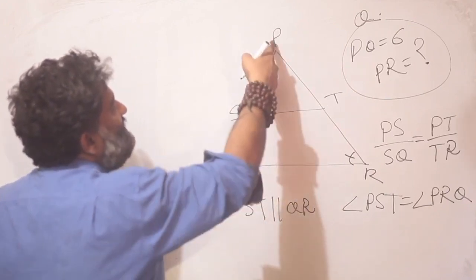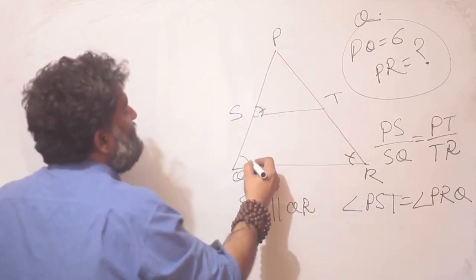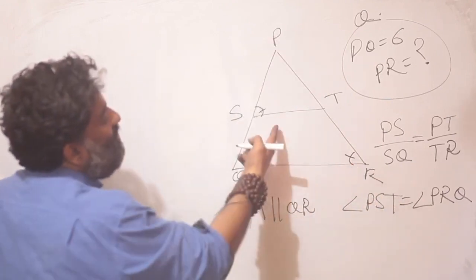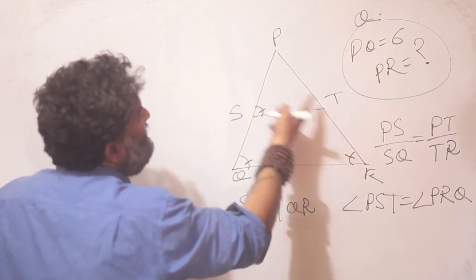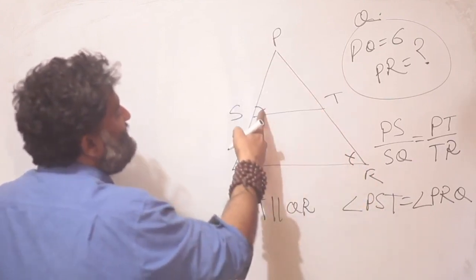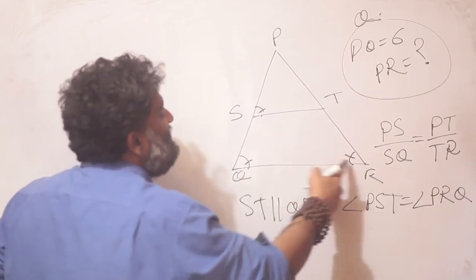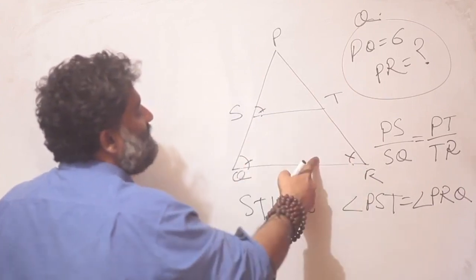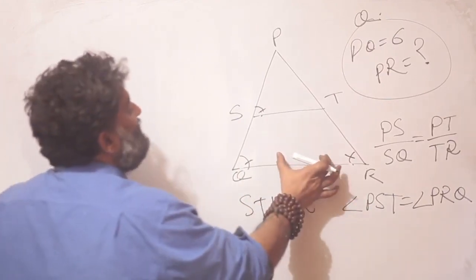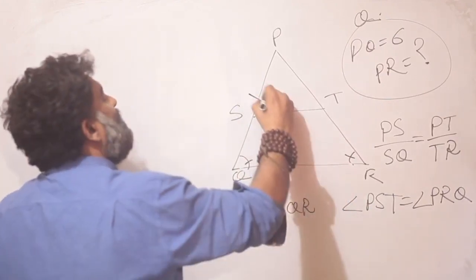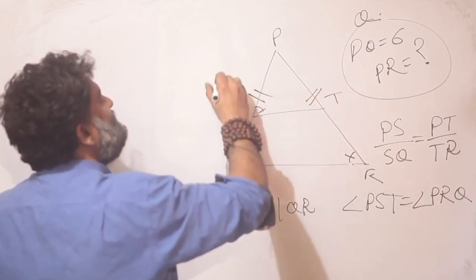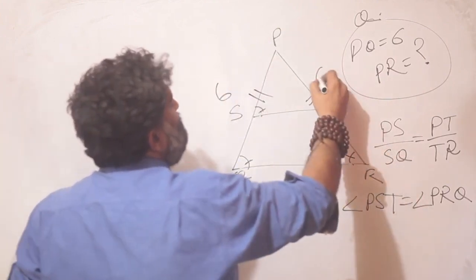That means whatever is the value of angle PST, the same value is going to apply for angle PQR. And I already know angle PST is equal to angle PRQ. This angle is equal to this angle is equal to this angle. That means these two angles are equal to each other. Now using the theory of isosceles triangles, if two angles are equal to each other, the opposite sides are also equal to each other. Now it's done. PQ is 6 units, so PR is also going to be 6 units.